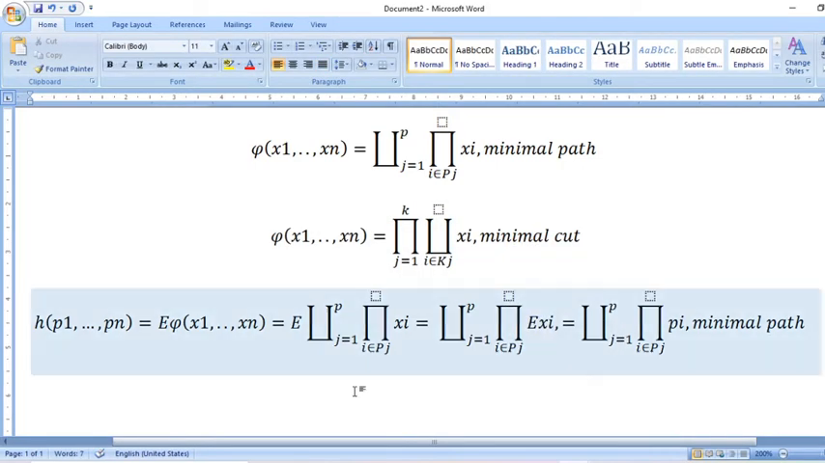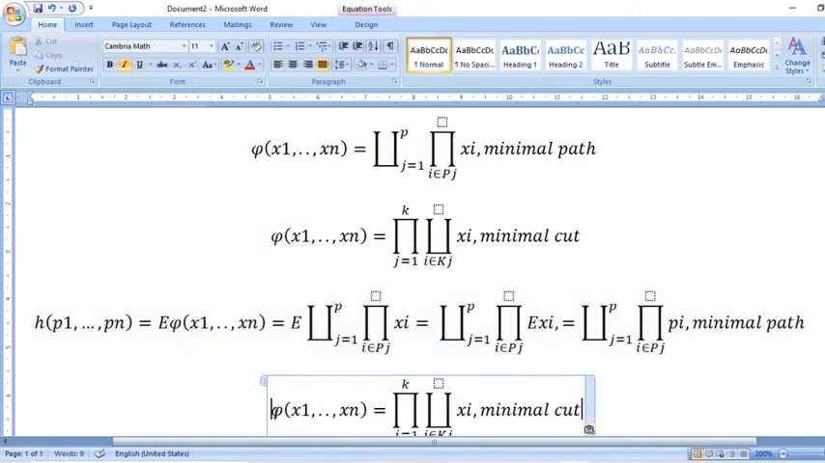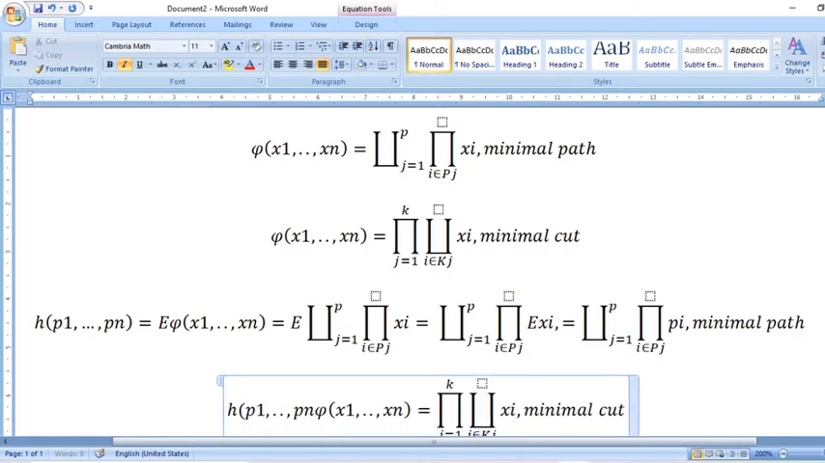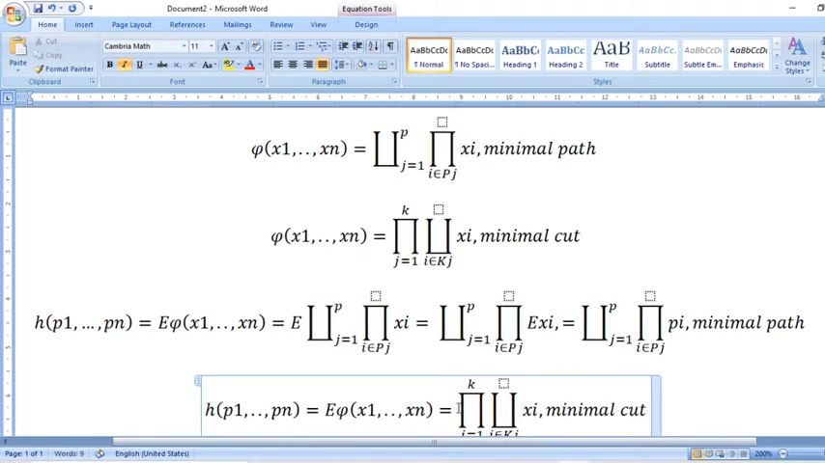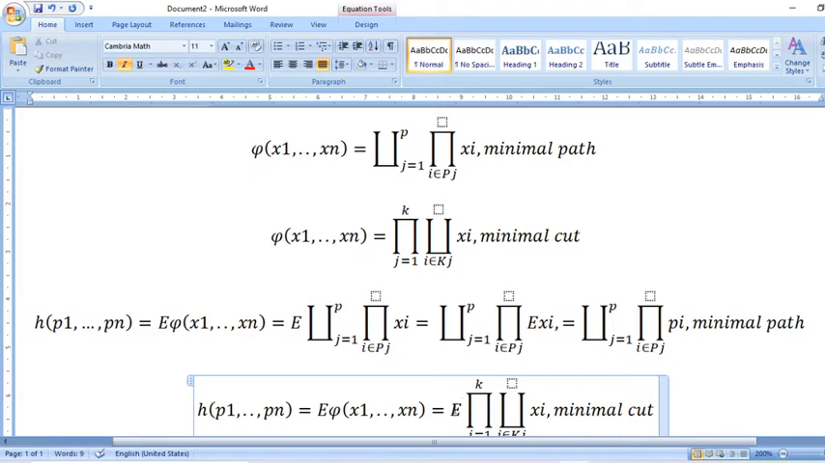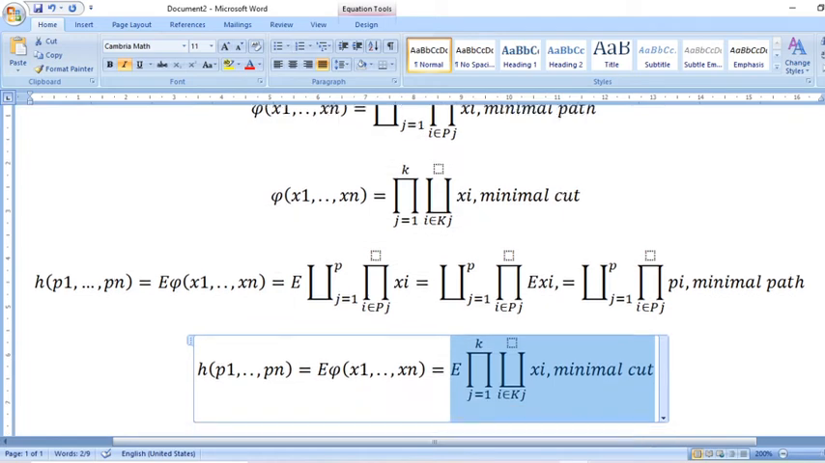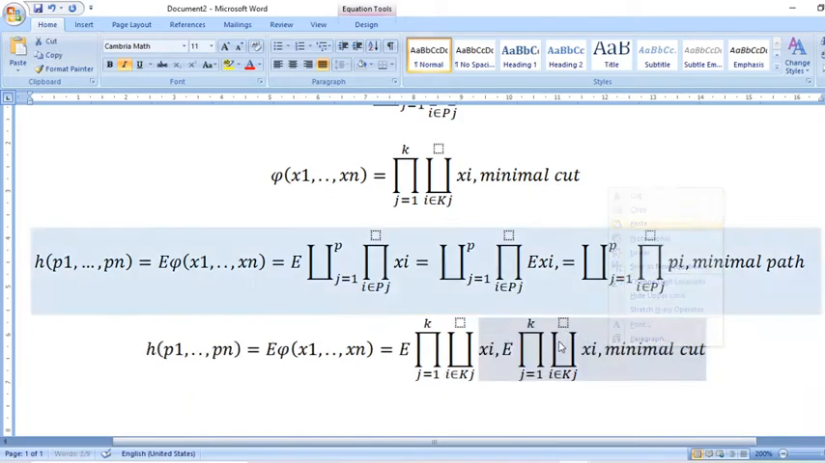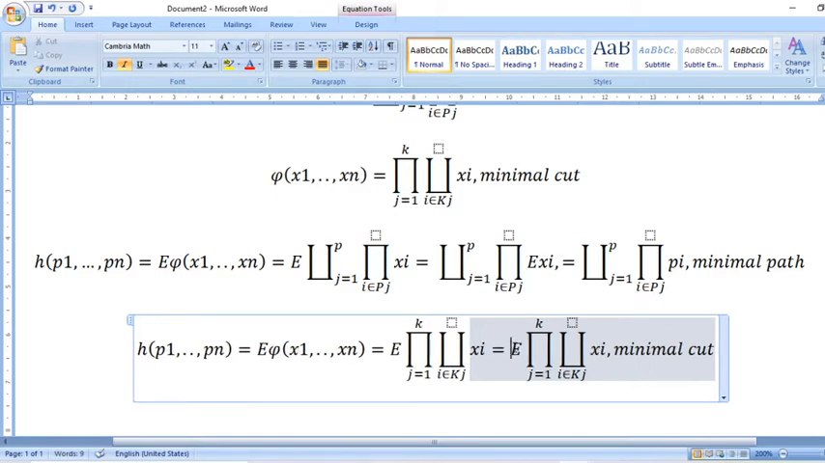Similarly, we can write the reliability of the system in terms of minimal cuts. So what will be the reliability? h of p1, p2, that is equal to the expectation of this one, and that is equal to the expectation of this one, and we can take the expectation inside. What will be the representation? This is the representation. We can take the expectation inside.